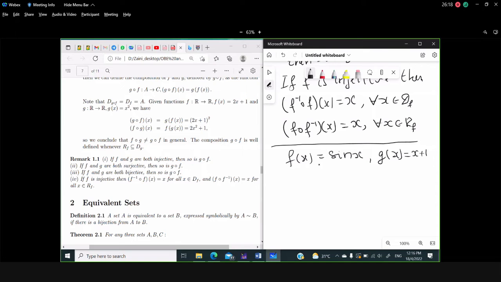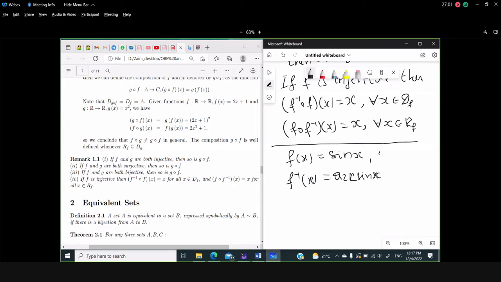So now I need to find the inverse function for f. The inverse function for f actually is equal to what? F minus 1 of x is arc sine x. So please pay attention. Arc sine x.